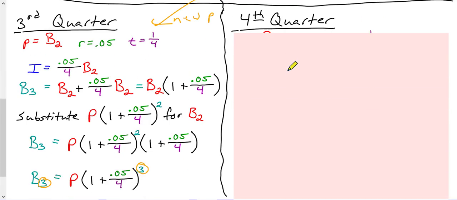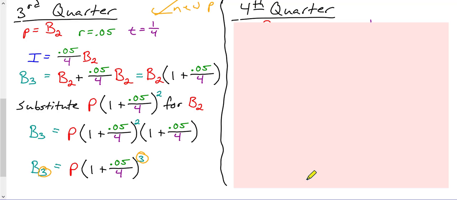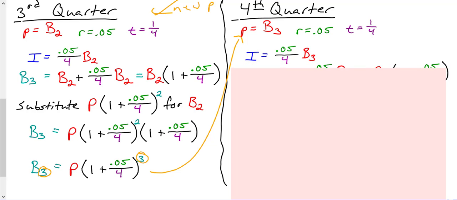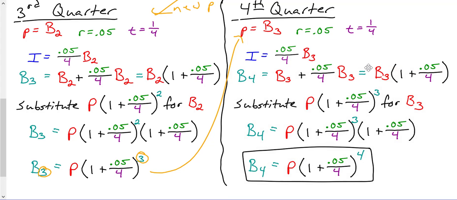So think about it. What do you think our ending balance equation is going to look like for the fourth quarter? We use our ending balance as our new balance up here, and then we go through the interest, except for this time it's with B sub 3. Same thing. And if you guessed that at the end of the fourth quarter, the number of quarters we had matches the number in the exponent, you would have been absolutely correct.